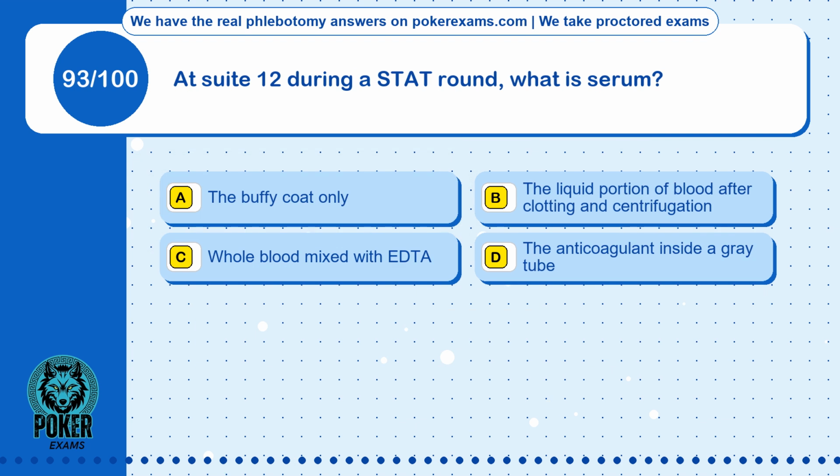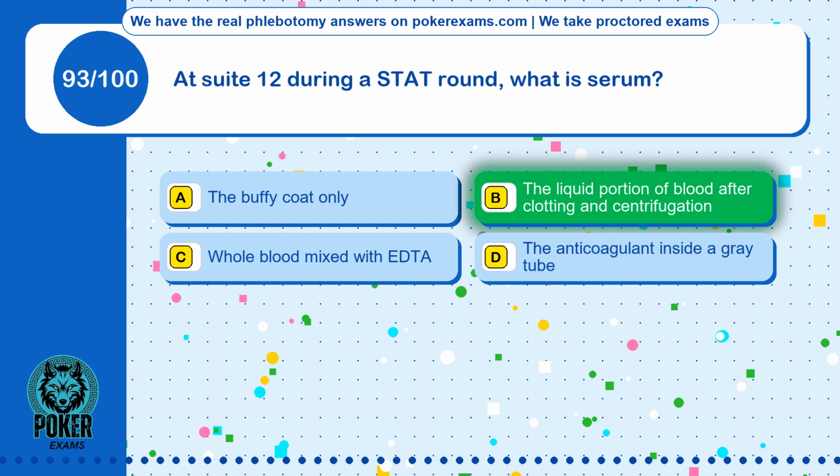Question 93. At Suite 12 during a stat round, what is serum? Option A. The Buffy coat only. Option B. The liquid portion of blood after clotting and centrifugation. Option C, whole blood mixed with EDTA. Option D. The anticoagulant inside a gray tube.